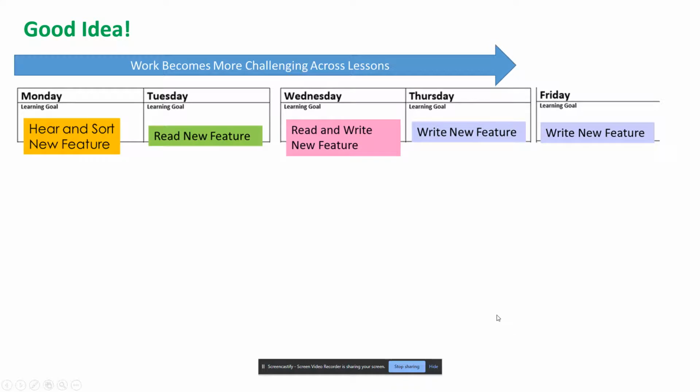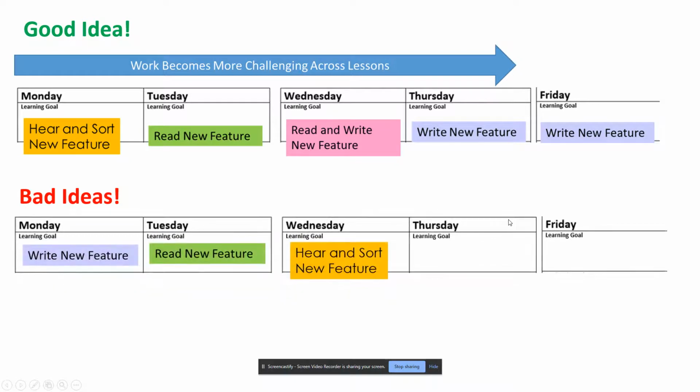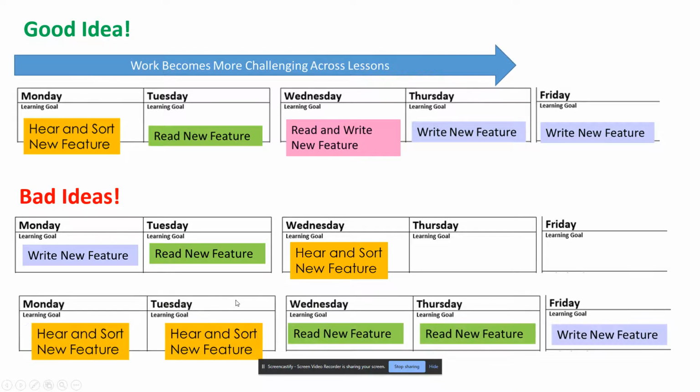So a good idea might look something like this. Start with hearing and sorting, then go to reading, then reading and writing, and then the last 2 days work on writing. Let me show you some bad ideas. What you don't want to do is this. Right? You don't want to start with writing. It's the hardest thing. And then go to reading and then hearing and sorting. That doesn't make sense. This is not going from easy work to more difficult work over time.